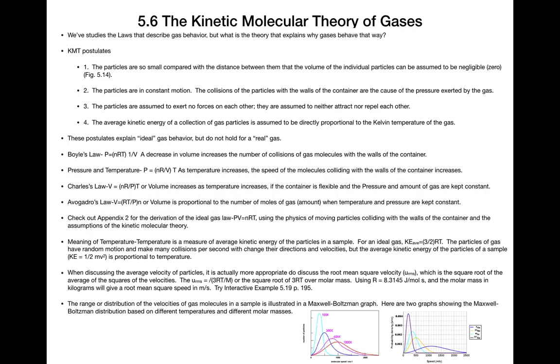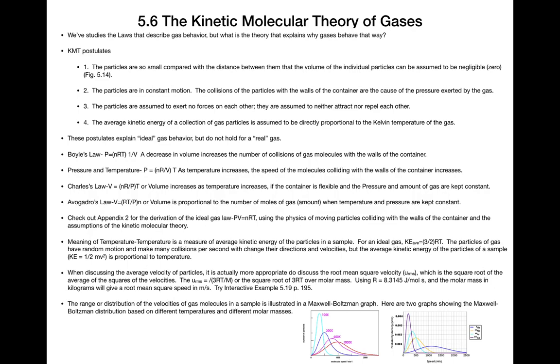The range or distribution of the velocities of gas molecules, because not every gas molecule in a sample has exactly the same velocity, can be illustrated using a Maxwell-Boltzmann graph. And below we see two graphs of the Maxwell-Boltzmann distribution. The first one shows that as temperature goes up, the average speed of the molecules goes up. Also, you see that they spread out more as temperature goes up. So at 100 K, the average is lower, and the gas speeds are much more concentrated in the low velocity.